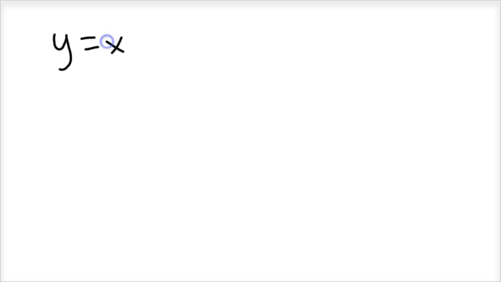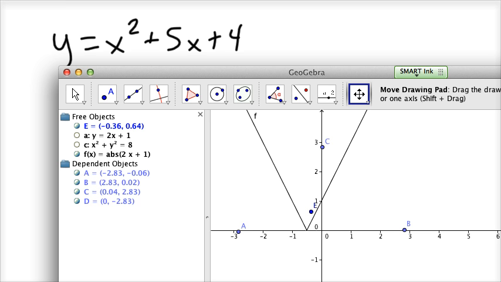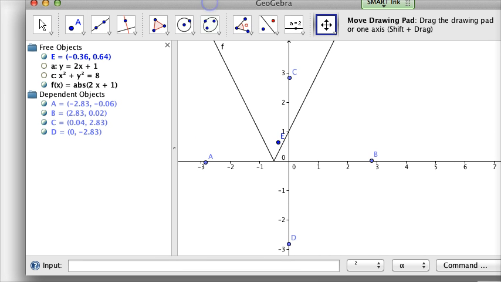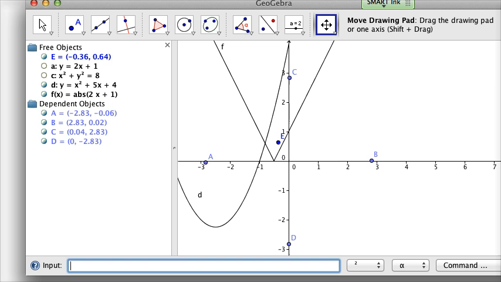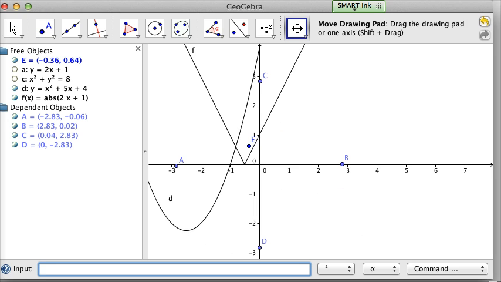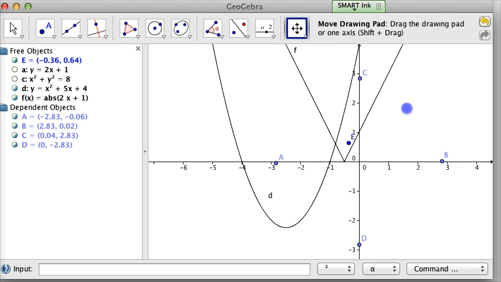So y equals x squared plus 5x plus 4. You plug that into GeoGebra, and hopefully by now you're kind of getting the hang of this and understanding what's going on. So y equals x squared plus 5x plus 4. Hit enter, and you notice the parabola it forms. I'll move the graph so we can take a look at that in a little more detail. Hide the previous function. Get rid of the points, they're kind of in the way as well.